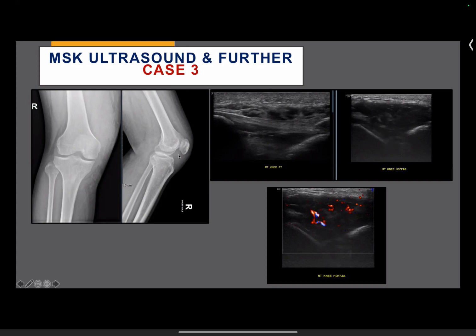So something is not right here, right? And when we do ultrasound, again, you've got the patellar tendon there. There is some hypoechoic abnormality anterior to that. But when you come a bit lateral in the Hoffa's fat pad, you can see this hypoechoic thing. And then when you apply color, it has got vascularity. So there's a solid infiltrative process going on. Is it TB? Is it tumor? So that was the thought.